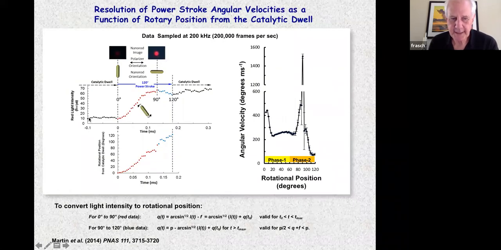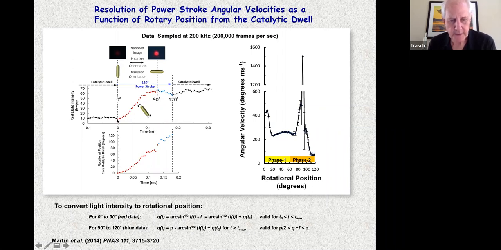So here's some real data. Here's the catalytic dwell going along in its millisecond time scale. The power stroke begins and the algorithm pulls this out. You can see here's the orientation of the nanorod and the light intensity. It comes up through the maximum and it keeps going until it gets to 120 degrees and goes back to the next catalytic dwell. So we have the algorithm pull this power stroke out.